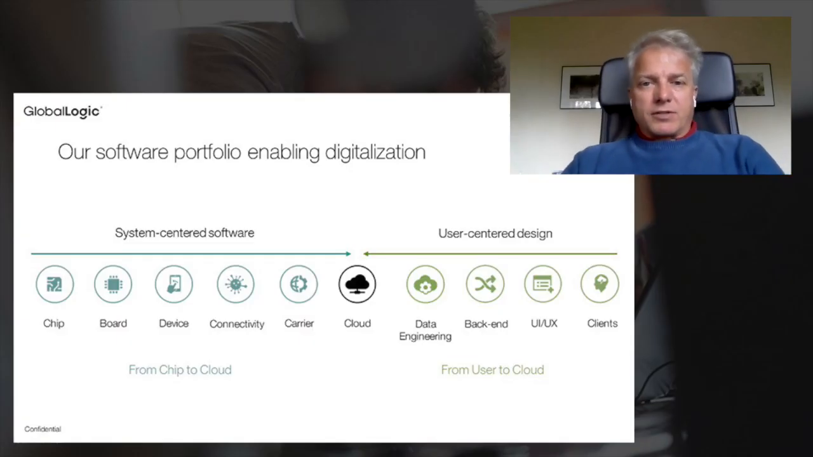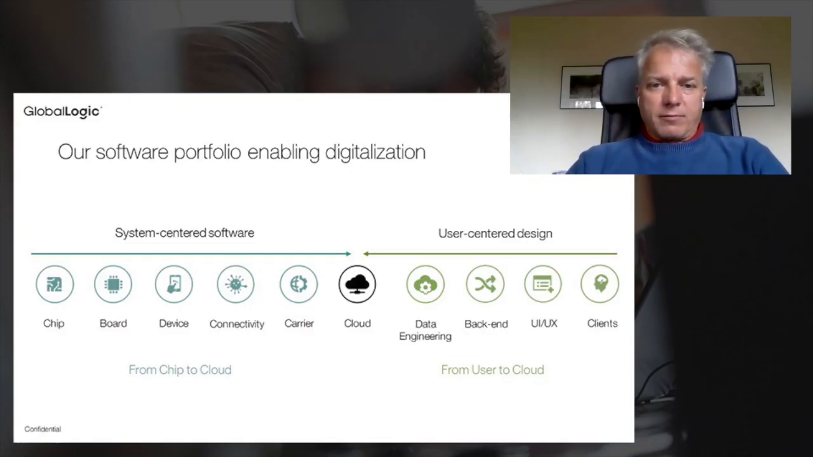When we talk about transformation to the digital world, we talk about software. And on this slide, you see our portfolio related to software and software engineering. It starts from the chip and it goes to cloud on one hand. And from the other hand, it starts with client, with the user interface, user experience, and goes as well on cloud with all the data engineering needed to deliver value. This is the basic portfolio. These are the building blocks, which we use later to build platforms.